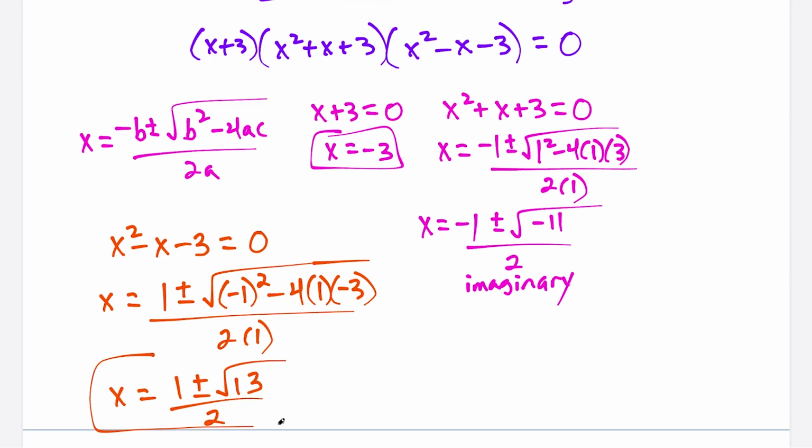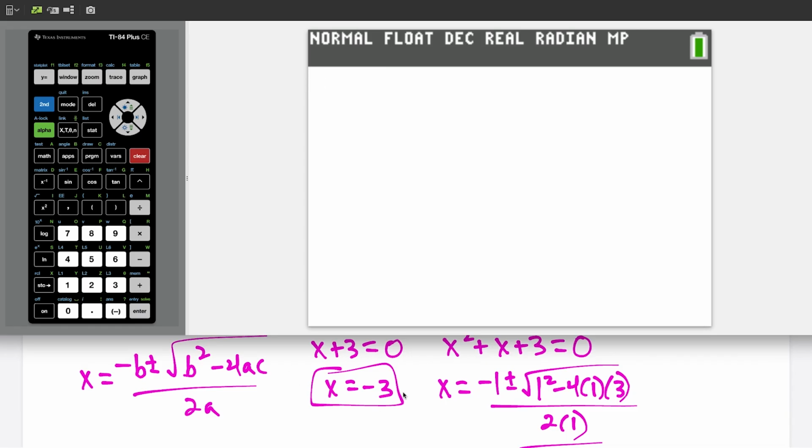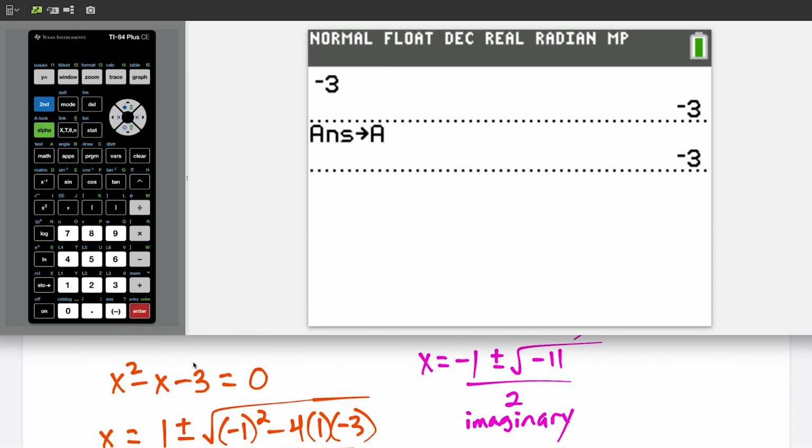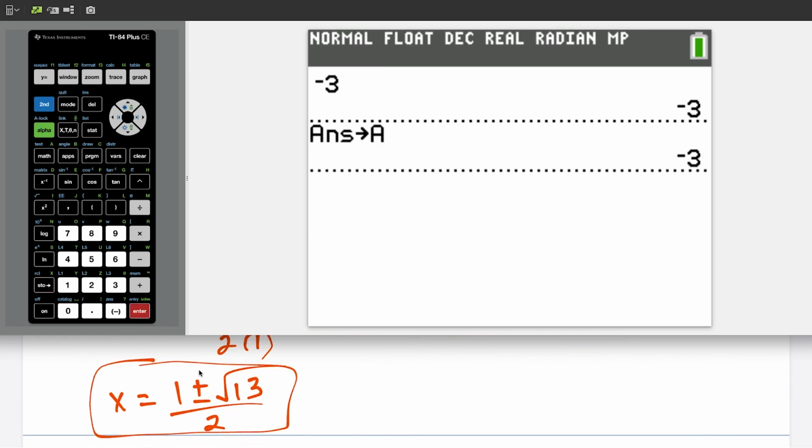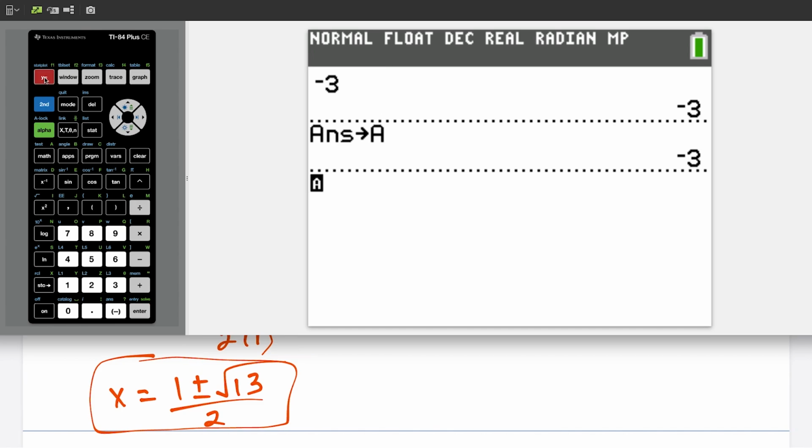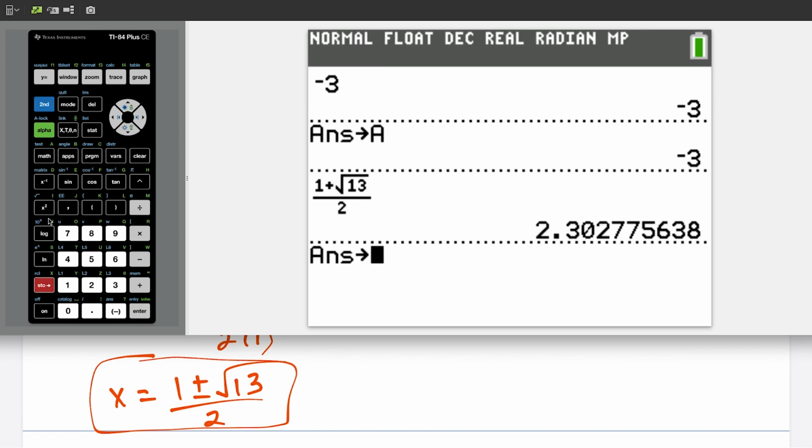So here are the solutions. But now let's check our solutions to see if anything needs to be rejected. So we have negative 3 is one of our solutions. And I'm going to press store and then alpha math to store this as the letter A. And then one of our other potential solutions, I'm going to press alpha y equals enter to pull up a blank fraction. And we have 1 plus the square root of 13. And this is all over 2. And I'm going to store this one as the letter B.